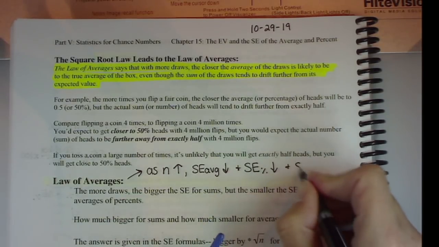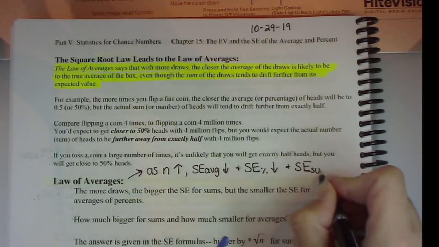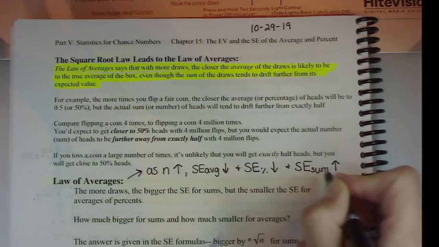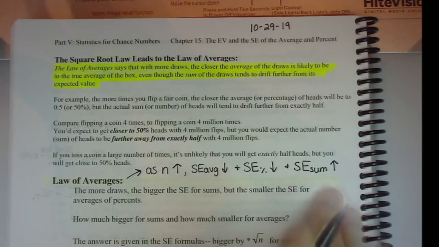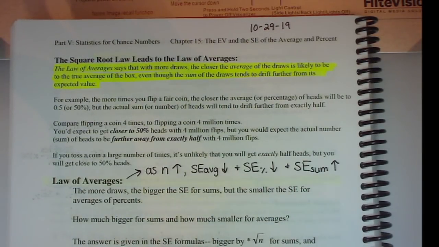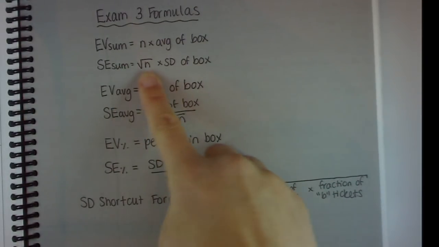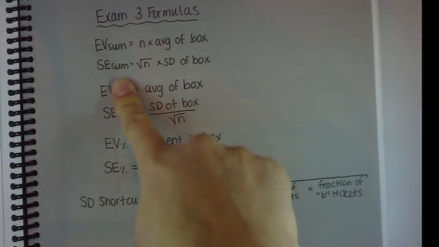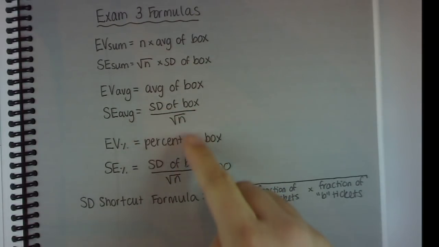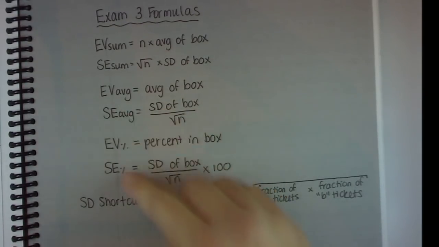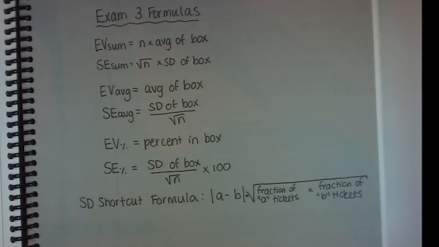And for the sum, the only other one is the standard error for the sum. That actually increases. So as n increases, the standard error for the sum increases. And we can easily see that, mathematically speaking, if we look at all of those formulas that I just wrote down. Here are my formulas. If I'm just looking at the standard errors, as n gets bigger, standard error for the sum gets bigger. And then for average and percent, as n gets bigger, standard error gets smaller.